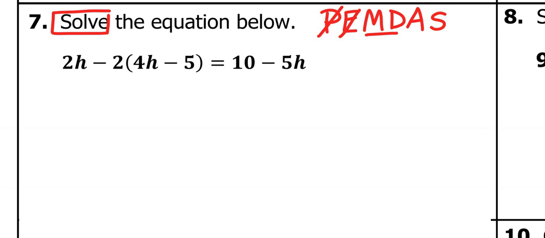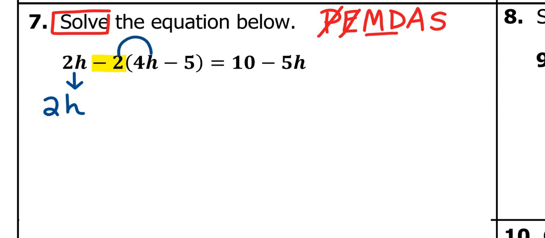So let's start with where it's most apparent, and that's in front of the parentheses. When I'm looking at the parentheses, I want to look at what's in front of the parentheses. In front of the parentheses is not just a 2, it's a negative 2. So as we start simplifying, we're going to multiply negative 2 by everything inside the parentheses. I'm going to bring down the 2h because I'm not going to focus on it right now. I'm only simplifying what's in the parentheses.